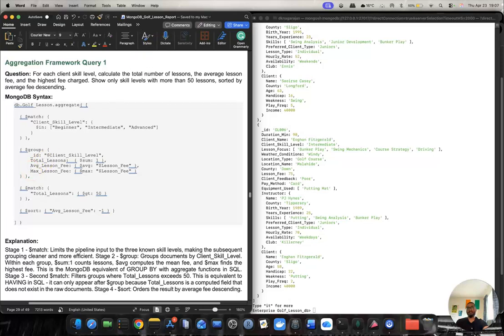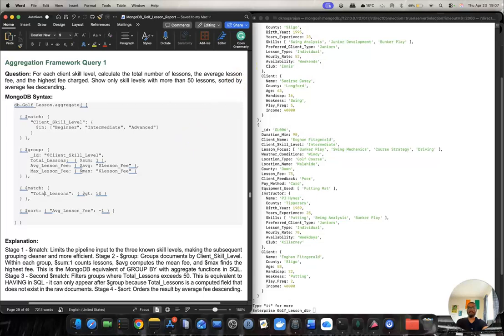Next, it's very simple. We have the final stage here, which is the sort. We are just sorting in descending order. A value of -1 means descending, highest average fee first. 1 would mean ascending. This is the standard MongoDB sort syntax and applies whether you are sorting at the end of an aggregation pipeline or using .sort on a find query.